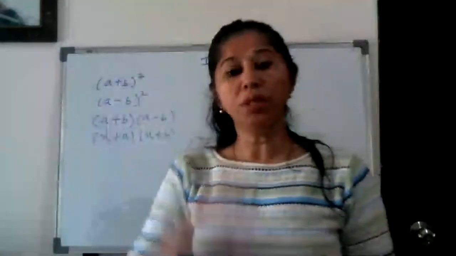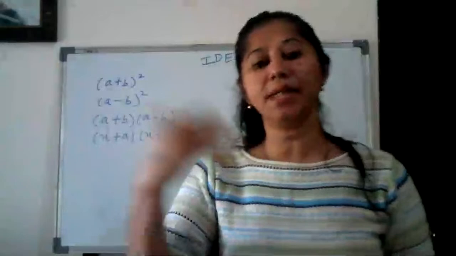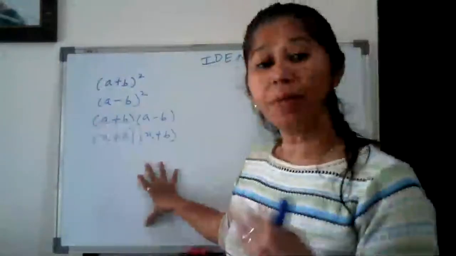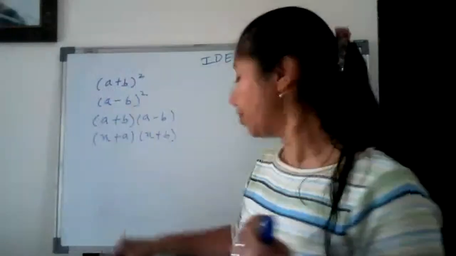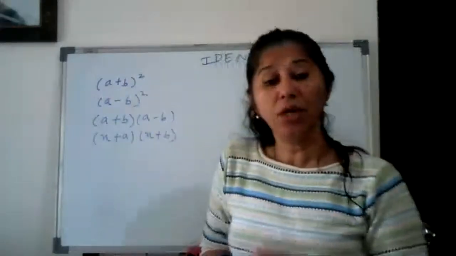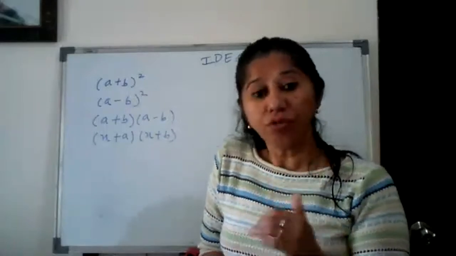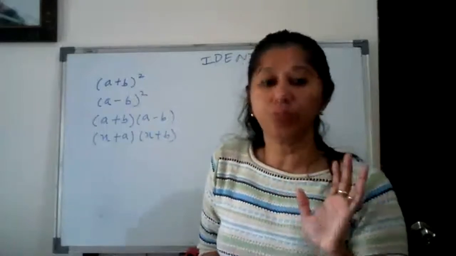Okay, these are the 4 identities you learned. Now, what is the difference between the identities and other expressions? So here, what do you mean by identities? You remember that we did a group activity for this also. What is meant by identities is that it is true for any values of these variables.